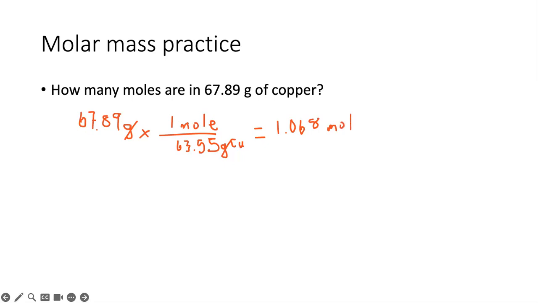So just so you're aware, I can abbreviate mole to MOL, and this is of copper. And your way of checking to see if this answer is reasonable is you're going to compare your given mass to your molar mass. Again, your molar mass you can find on the periodic table, and 67.89 is greater than 63.55. So I would expect to have more than 1 mole of copper, and in this case I do. So let's move along to the next.